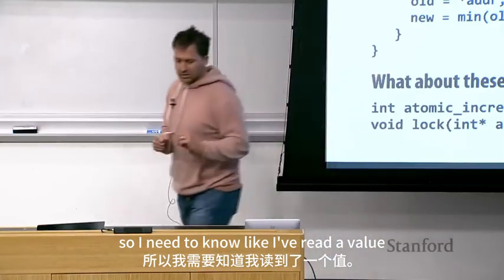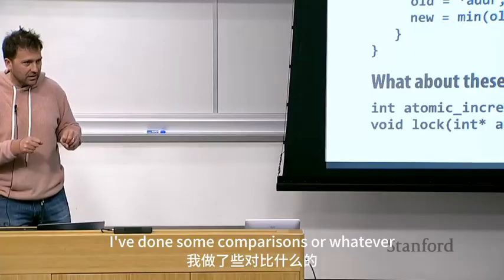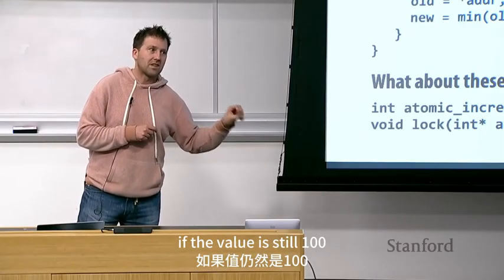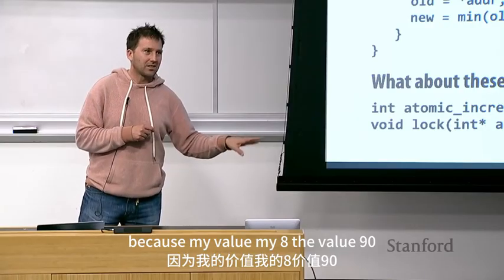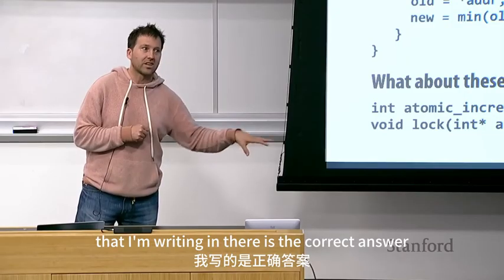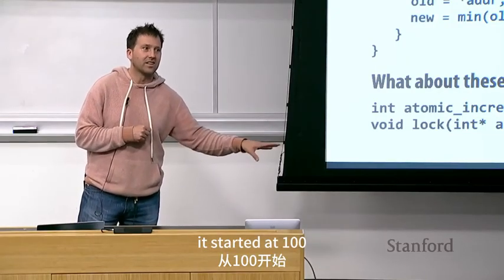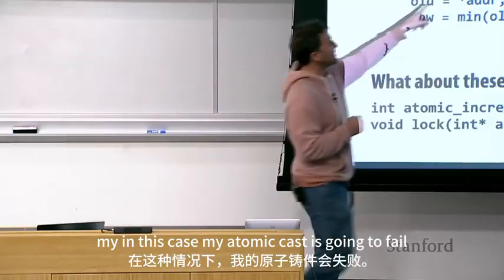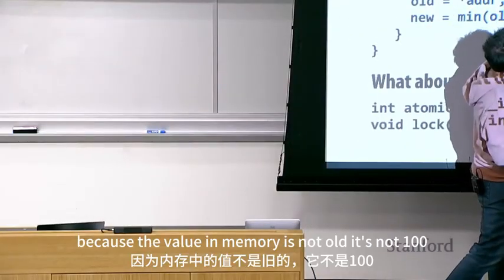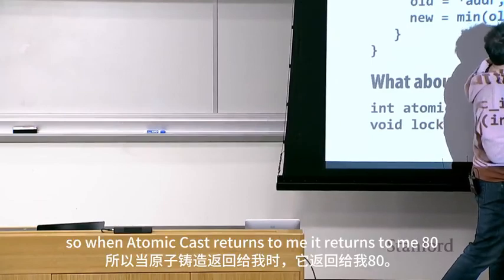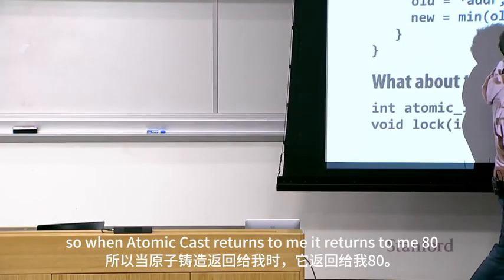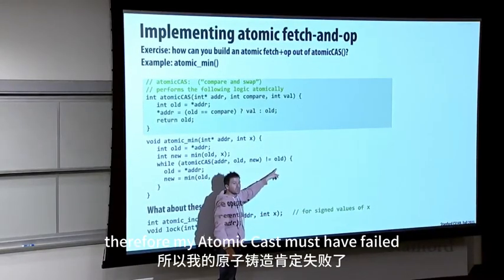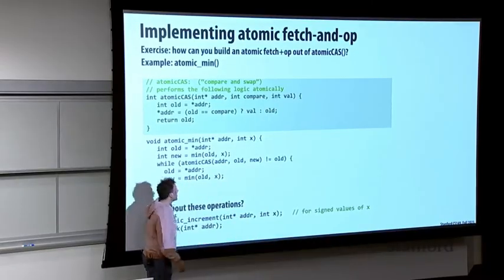So I need to know, like I've read a value, I've done some comparisons or whatever, and then when I do my write, I have to say, I only want this write to occur if the value is still 100. Because the value 90 that I'm writing in there is the correct answer, provided that it started at 100. But if you've come in and changed that value, in this case, my atomic cas is going to fail because the value in memory is not old. It's not 100. So when atomic cas returns to me, it returns to me 80. I go, whoa, 80 is not equal to 100. Therefore, my atomic cas must have failed. I need to try again.